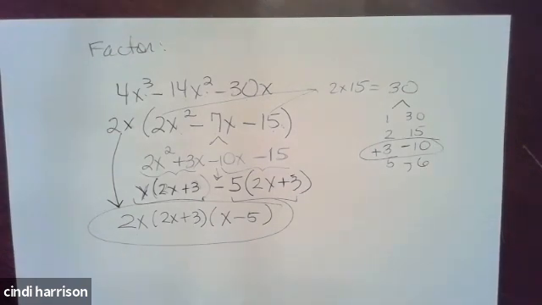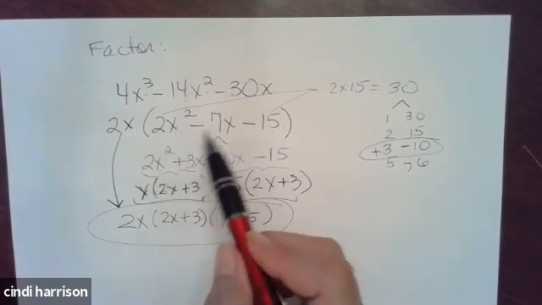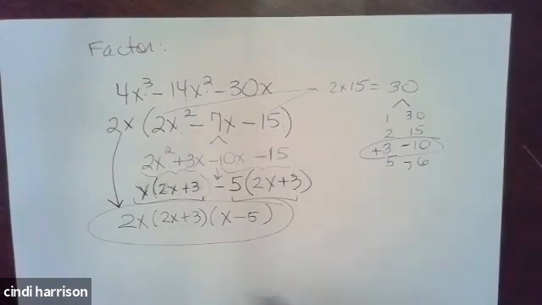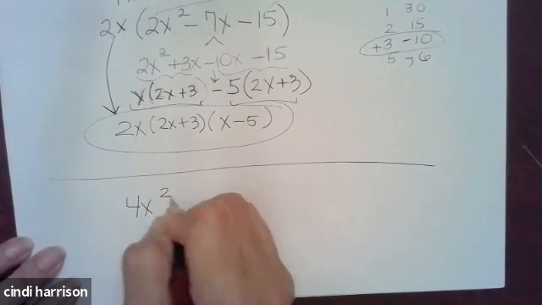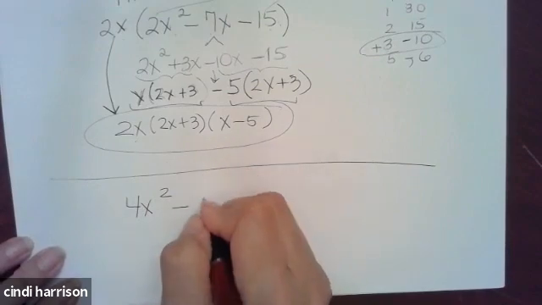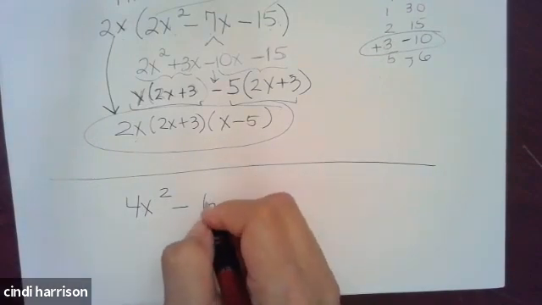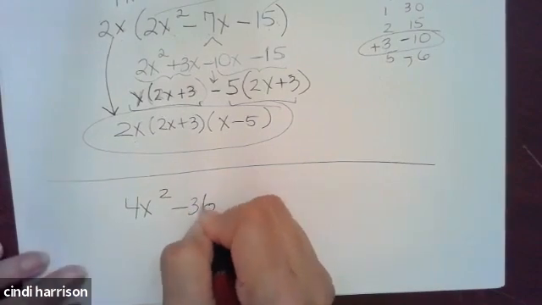So factored by grouping, factored by trinomials. I want to show you one like that. Also, we learned to factor binomials. So for instance, if I have 4x squared minus, let's see, 36.